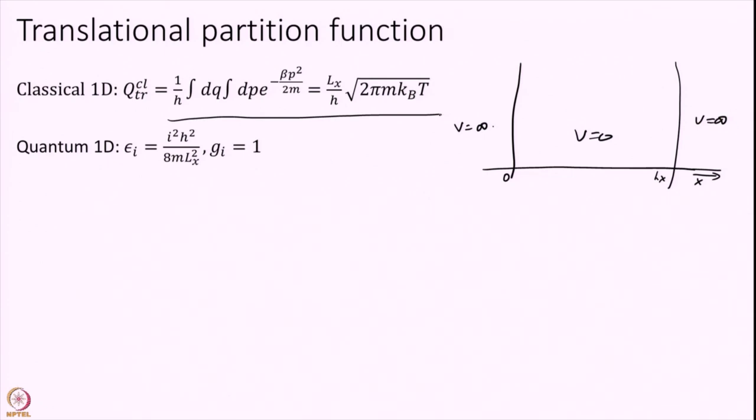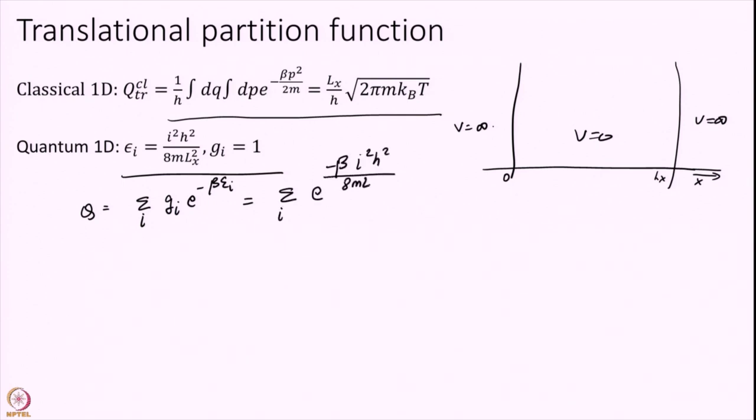In this course we will simply provide that. It comes from solving the Schrodinger equation to be more precise, but we are not solving the Schrodinger equation and are simply providing you the final answer. So, Q will be sum over i of g_i e to the power of minus beta E_i. This becomes sum over i, g_i is 1, e to the power of minus beta i squared h squared over 8 m L_x squared.